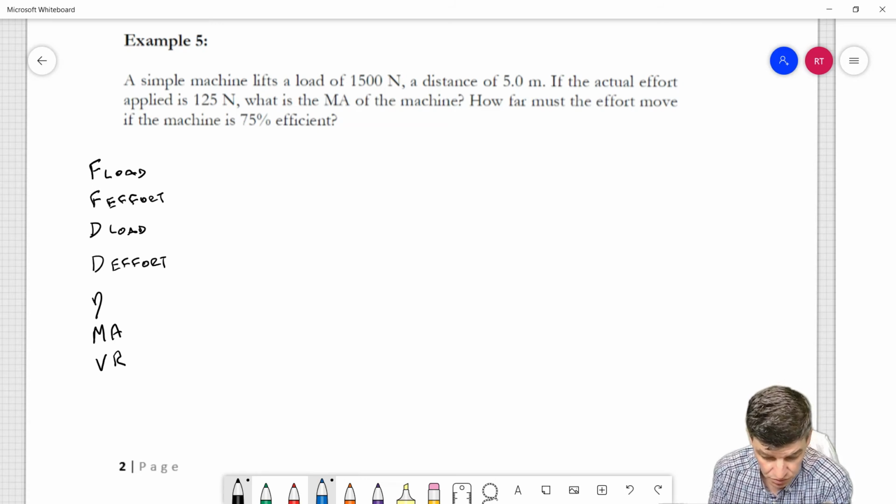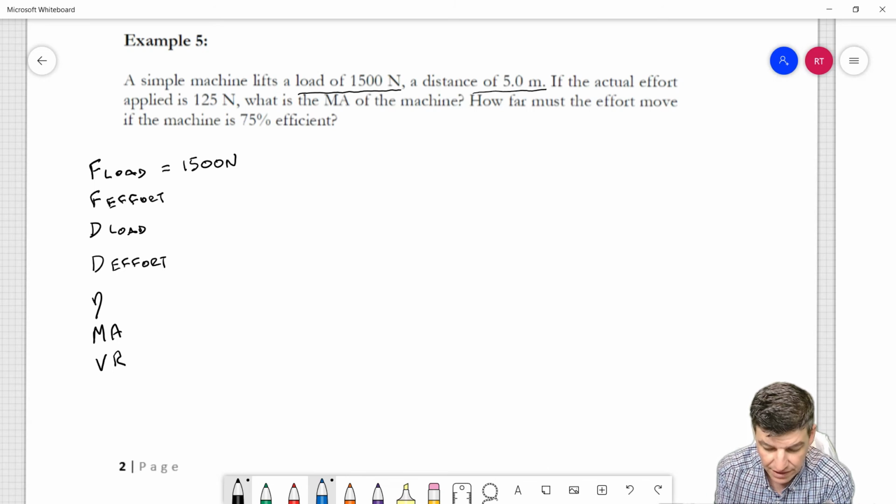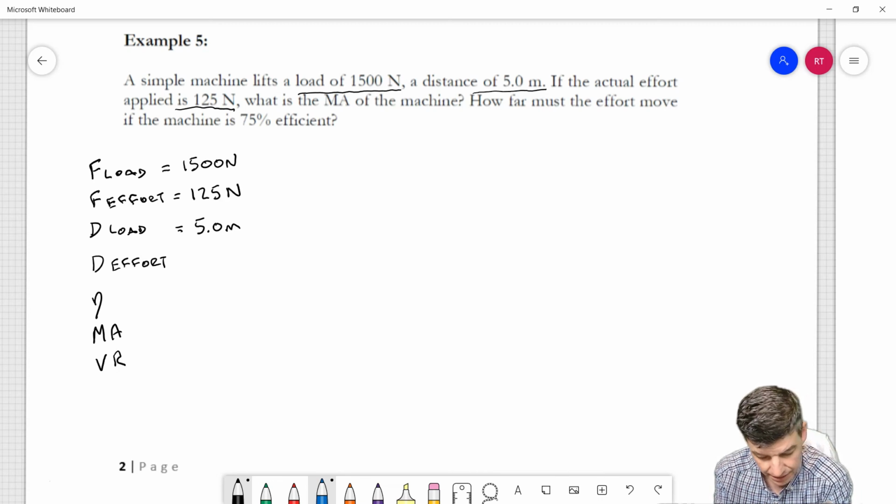As I go through the question, it lifts a load of 1,500 newtons, so that's the force of my load. Distance of the load is 5 meters. The actual effort applied is 125 newtons. Those units are compatible with the forces, so that's good.